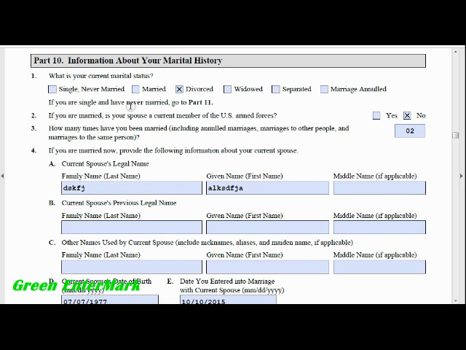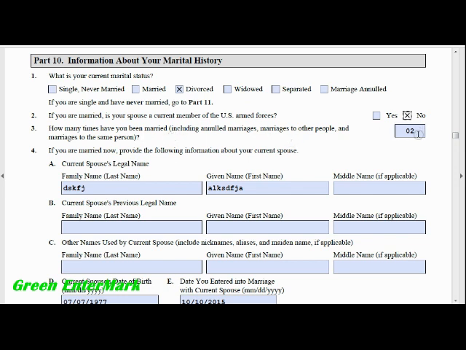If you are married, is your spouse a current member of the U.S. Armed Forces? Is he or she a Marine or Armed Forces member? If so, you have to provide yes. Or if not, you just provide no. How many times have you been married, including annulled marriages, marriages to other people, and marriages to the same person? Meaning how many times you were married.